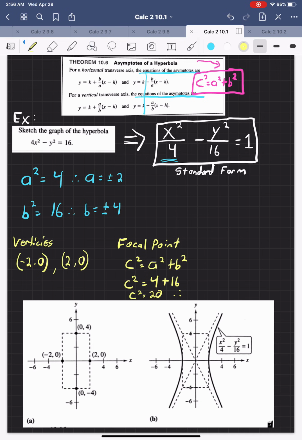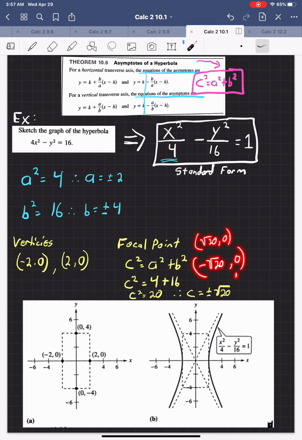That means C is going to be equal to plus or minus the square root of 20, or 2 square roots of 5. So I'm back at the center. I need to go the square root of 20 to the right and the square root of 20 to the left, and that will get me to my focal points. So you can write that: (square root of 20, 0) and (negative square root of 20, 0). These are going to be your focal points.